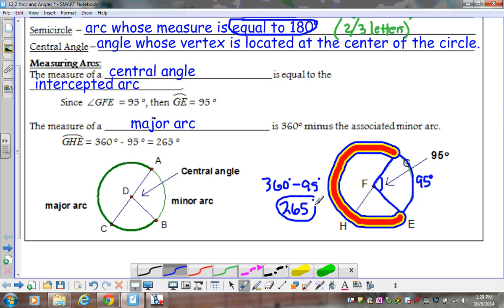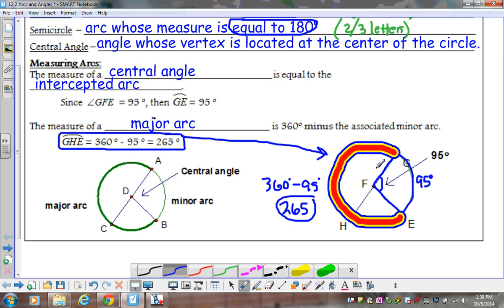So that means the measure of arc GHE is going to be 265 degrees, and it's actually right up here. So I actually didn't need to write that at all. All right, so that's just really, again, the concept that we're going to be looking at today: minor arcs, major arcs, semicircles, and central angles.